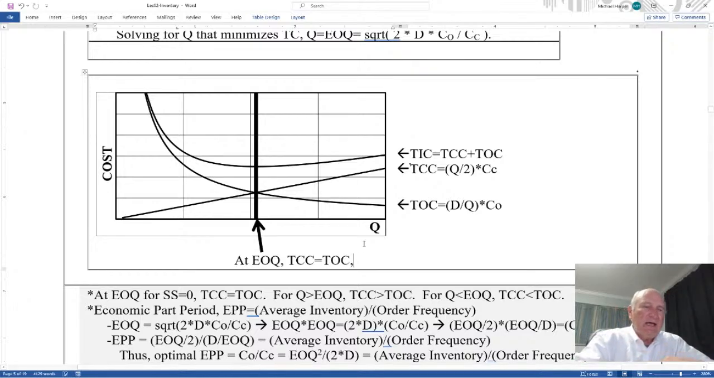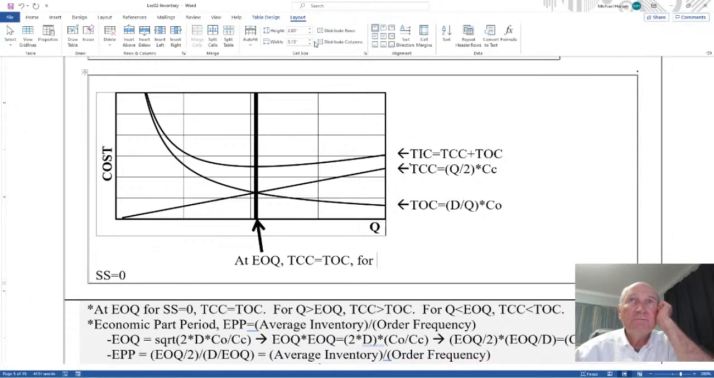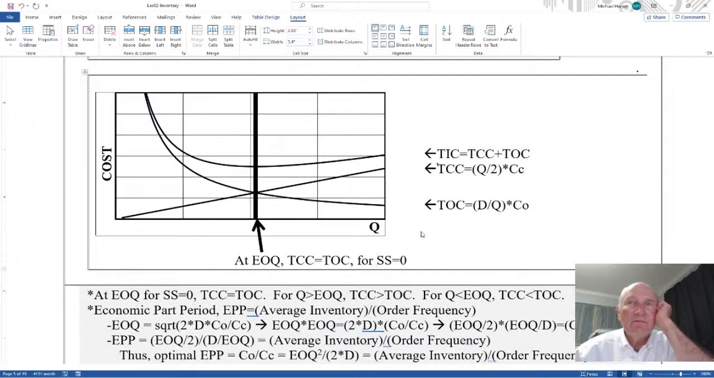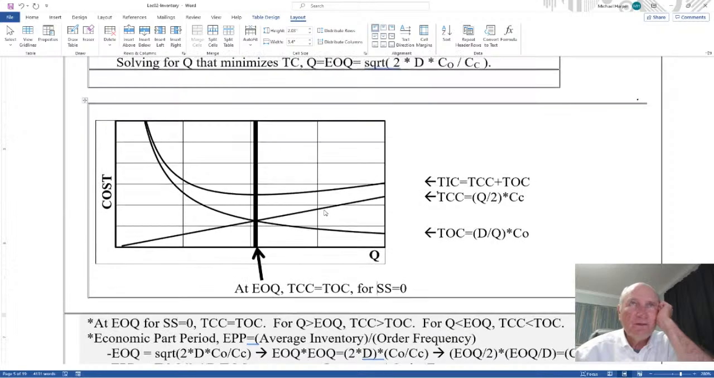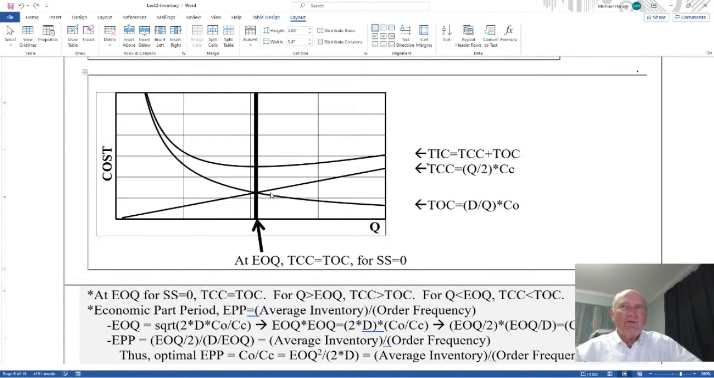And let me say, for safety stock equals 0. But I said that up here already, just reminding you what it means.